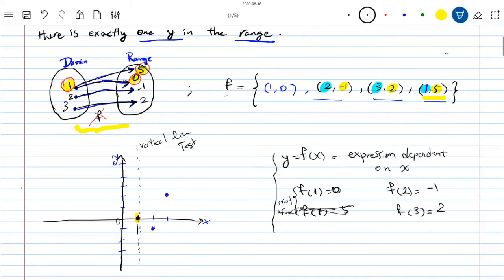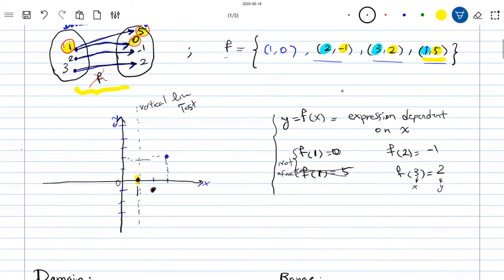So if you have f of 2 as -1, that means there is a point 2, -1 here that belongs to the function. If you have f of 3 as 2, that means x is 3, y value is 2. This is the input and output. X is 3, y is 2. Here's the point 3, 2. Okay, these are all representations.